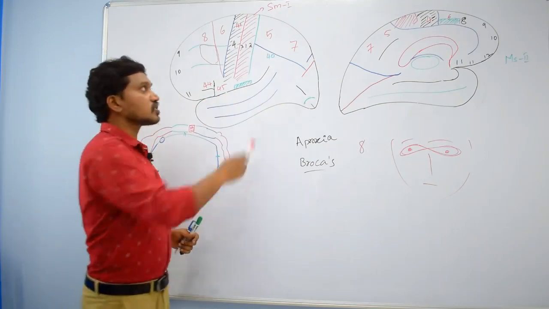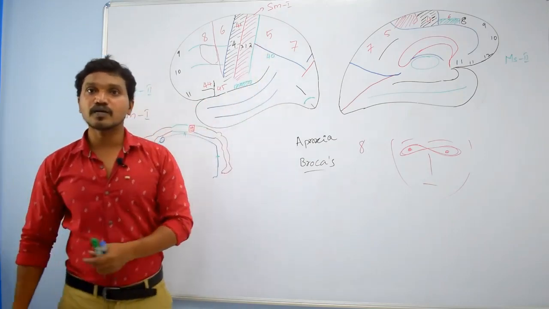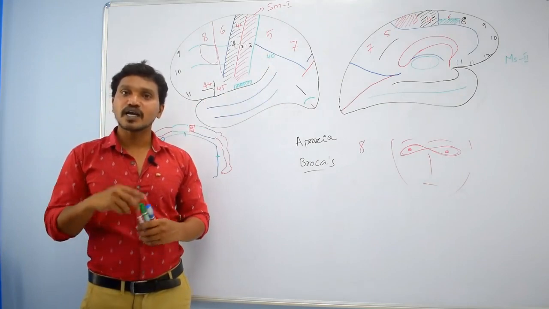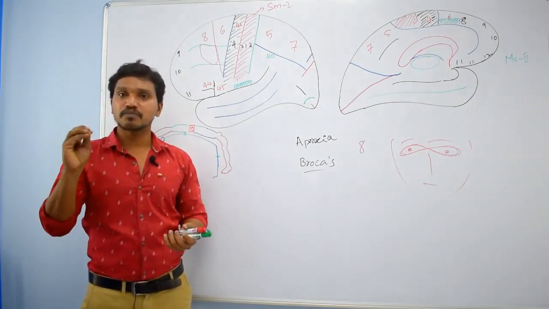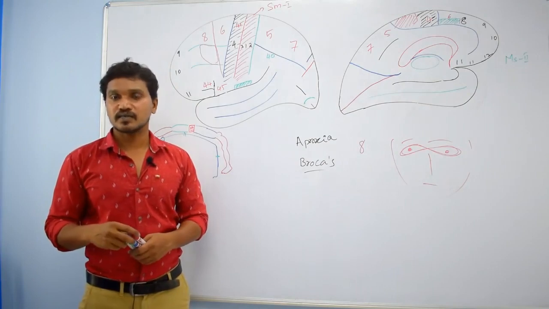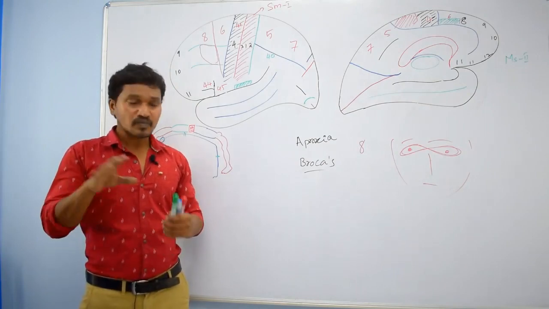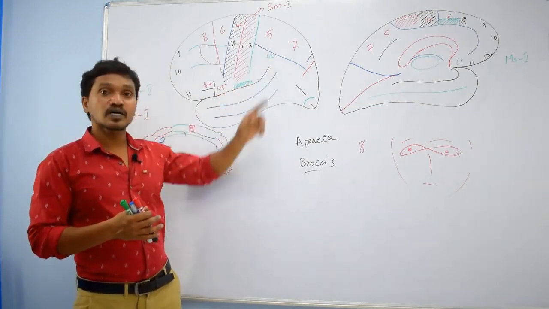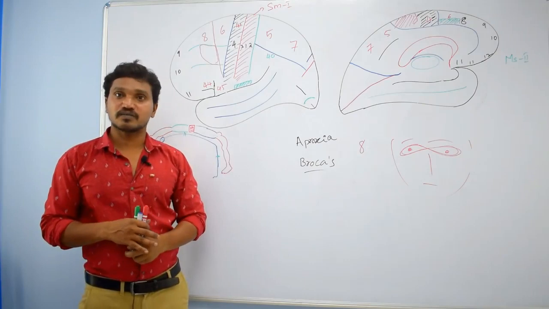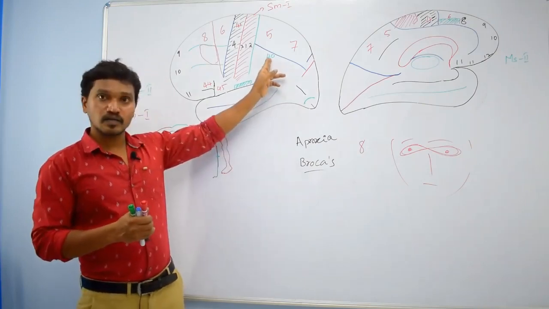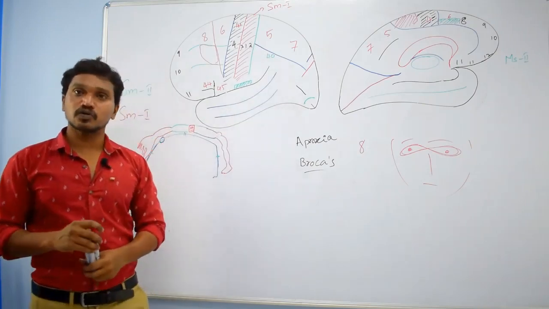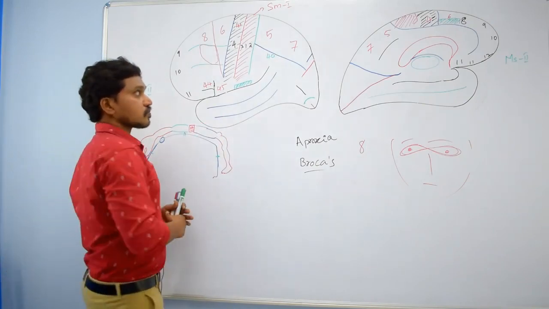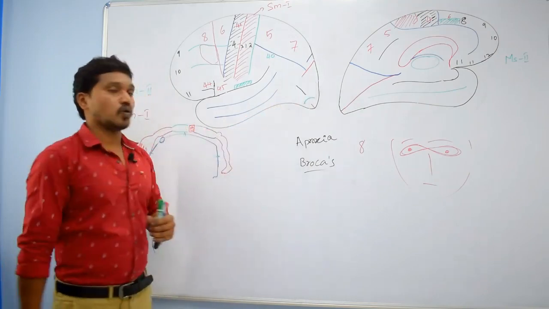If there is injury to these regions, what will happen? Astereognosis. That means unable to identify the object by means of touch sense. Right? So this is sensory association and this is higher sensory association. Clear? Simply, area of stereognosis. Then we will go to the occipital lobe.